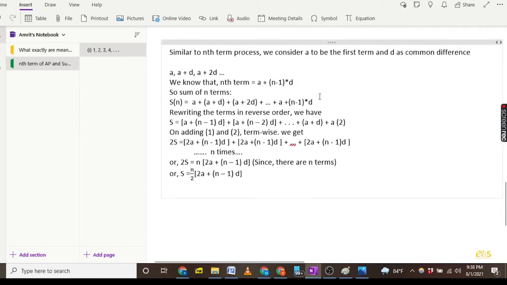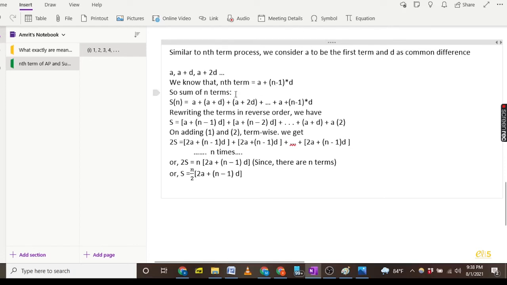Similar to the nth term, we consider a to be the first term and d as the common difference. So the arithmetic progression looks like this: a, a plus d, a plus 2d, like this. In the example, it becomes 10,000, 10,000 plus 500, 10,000 plus 2 into 500, that is 11,000. And we know the nth term, we already found the formula, that the nth term equals a plus n minus 1 times d.